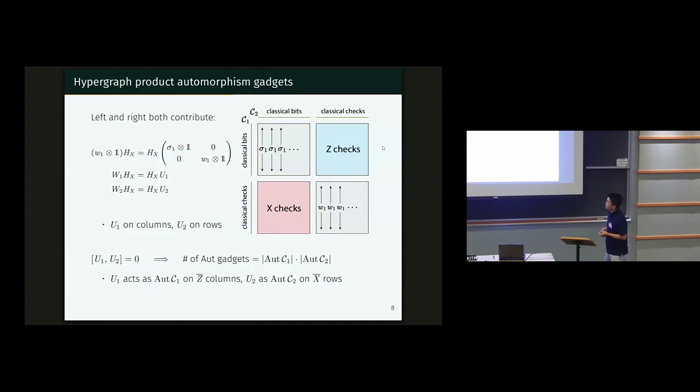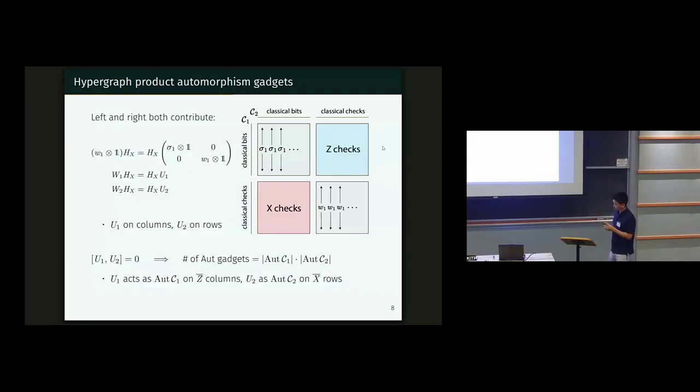Yeah, so you can see the structure. Because of the tensor product structure, you're essentially acting like U1 on the columns of both the left and the right sector of physical qubits. And then you have an equivalent one, U2, which is essentially identities on the left side of the tensor product, and that would act like W2 and sigma 2 on the rows. And so you have this row and column structure in the hypergraph product code.